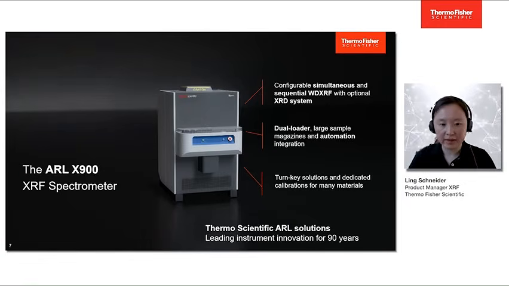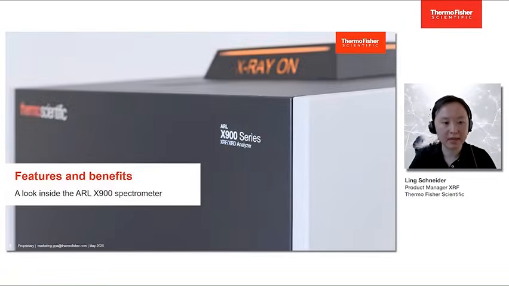We have equipped the ARL X900 spectrometer with a dual sample loader, large sample magazines, and the capability to integrate it into an automated lab, ensuring the highest throughput and productivity for demanding applications. And of course, the ARL X900 spectrometer comes with dedicated calibration methods and standardless analysis, covering a wide range of material types. Now let us have an insight into some of the key features and their benefits to your daily work.